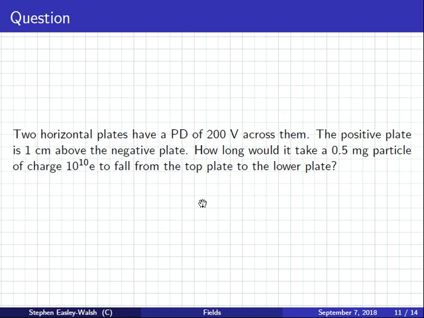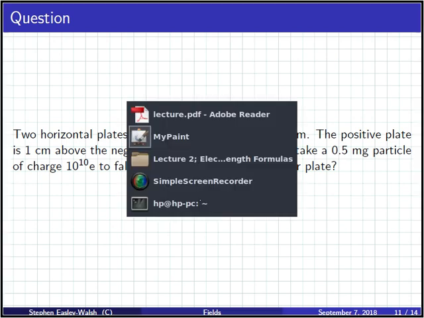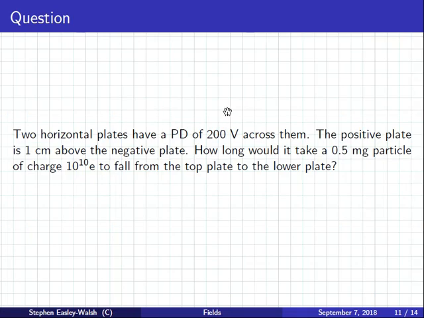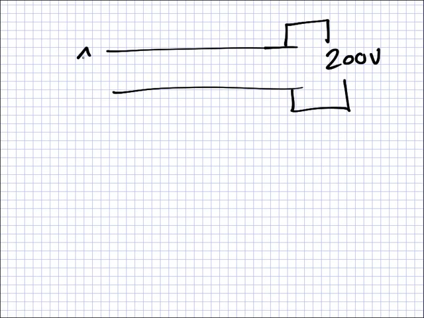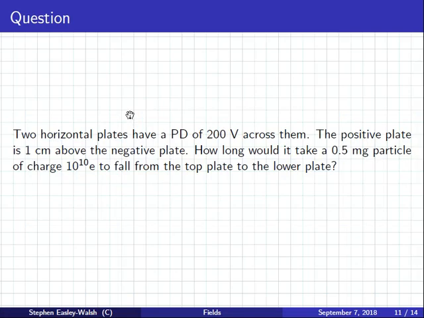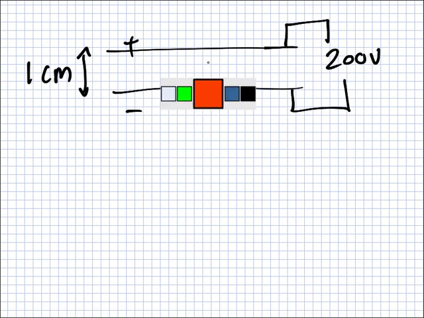Right. Here is a question. Two horizontal plates have a potential difference of 200 volts. Okay, so you have two plates, and this here is 200 volts, and this here is 1 centimeter. The top one is positive, the bottom one is negative. How long would it take half a milligram particle of 10 to the 10 E to fall from the top to the bottom?